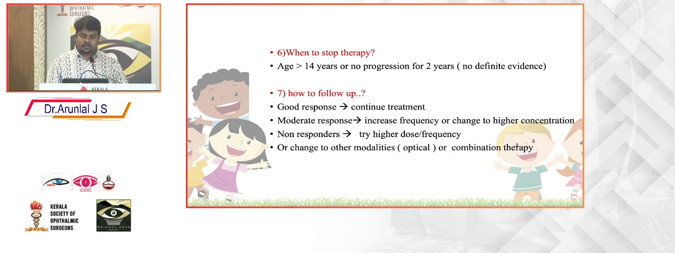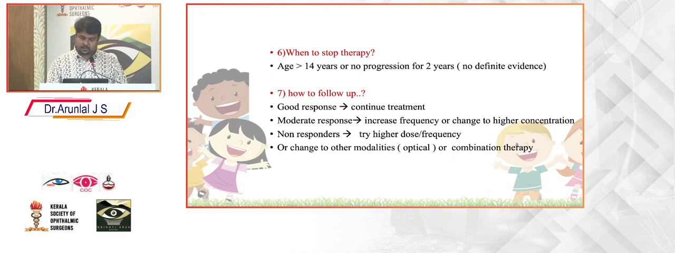When to stop therapy? Age more than 14 years, or no progression for at least 2 years. How to follow up? If you get a good response, continue treatment. With a moderate response, you increase the frequency or change to a higher concentration. In non-responders, we can try to increase the frequency or change to a higher dose, or we can adopt another modality of treatment in the form of optical, or we can combine atropine with another form of therapy like DIMS or ortho-K.